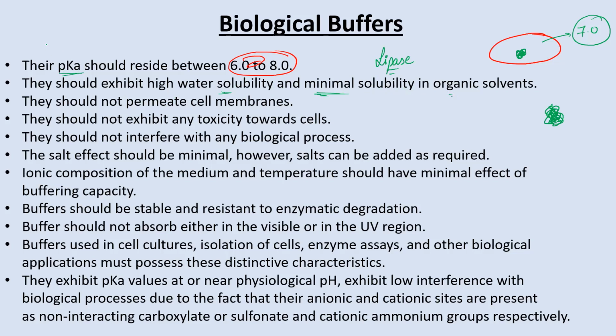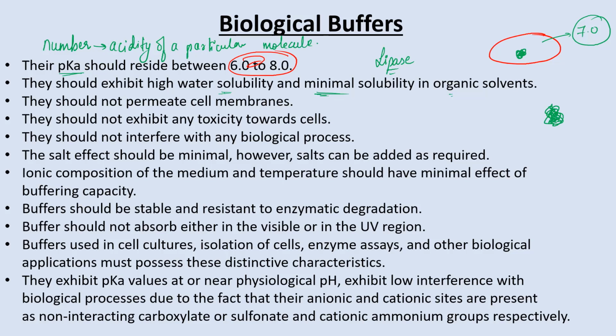Okay, so the pKa is a number that describes the acidity of a particular molecule. If you are making an acetic acid buffer like sodium acetate, acetic acid will have a certain pKa. If you're making Tris HCl, HCl is also an acidic component there, so that will also have its own acidity number. So that is a pKa number. The pKa should always reside between 6 to 8 for a biological buffer. That is a requirement.